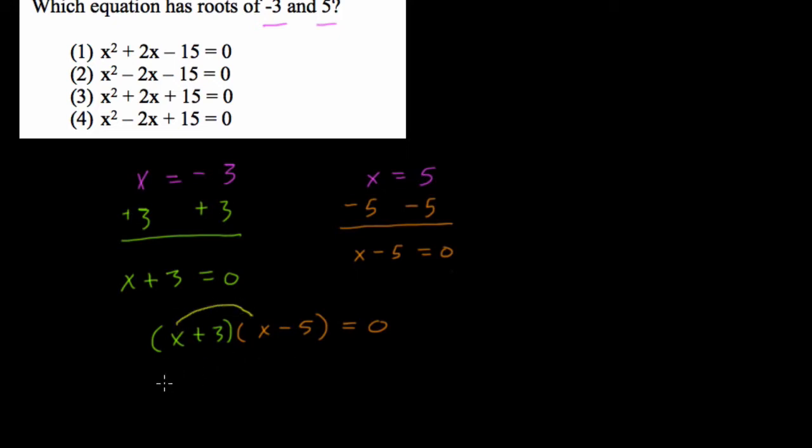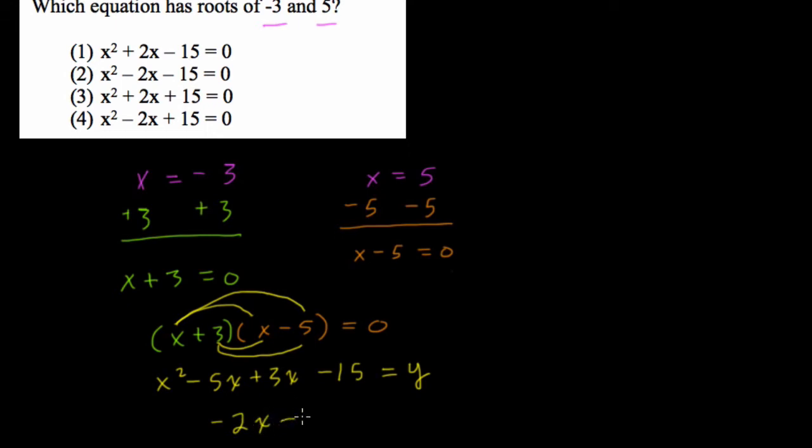X times x, that's x squared. X times -5 is -5x. 3 times x is plus 3x. And 3 times -5 is -15. And we can set this equal to y now, not just 0, because we're trying to find the general equation here. -5x plus 3x, that's -2x. And we have minus 15. So we have x squared minus 2x minus 15 equals y.